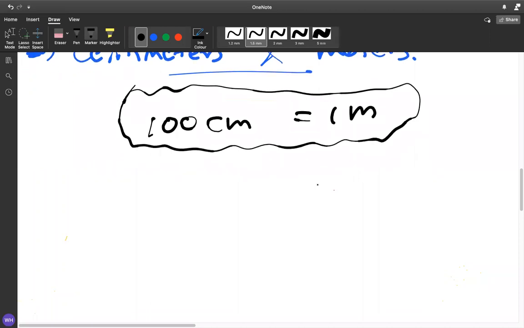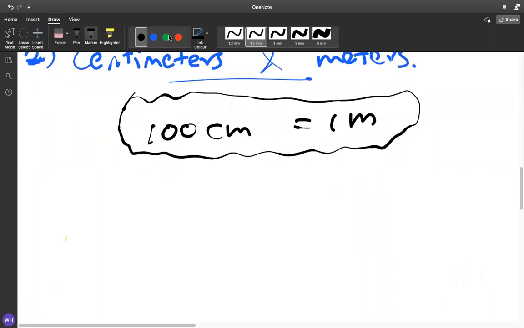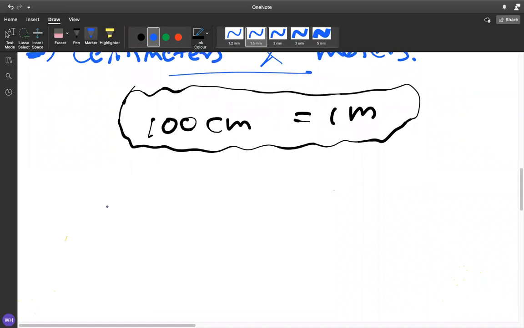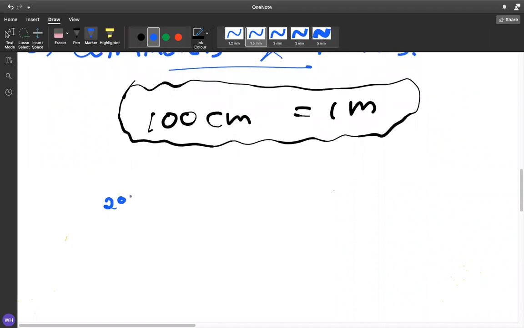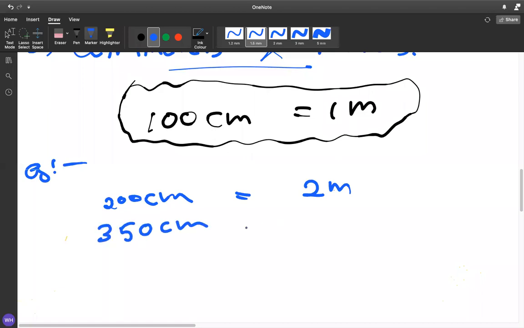Okay, now have a look at this. If you have, Rifki, 200 centimeters, this will equal how many meters? 2 meters. Good. That means we converted the number of centimeters into meters and it becomes 2 meters, okay? And Rifki, if you have 350 centimeters, how can you write this in meters? 3.5 meters. If you want to write it in only meters, it is correct.